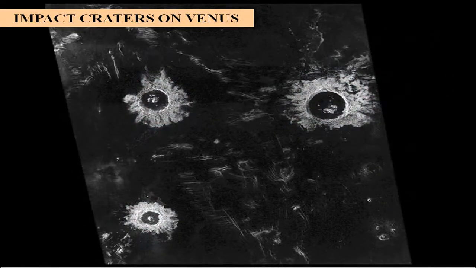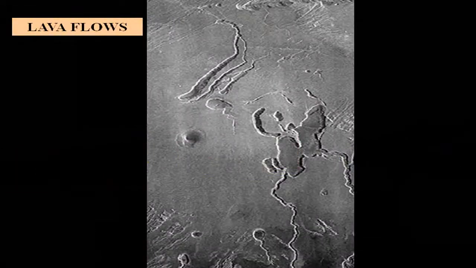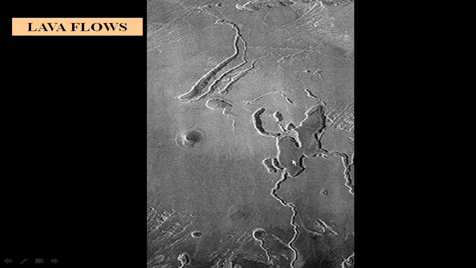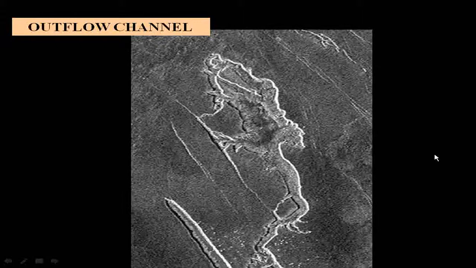It's kind of neat. It makes you think there must be some kind of law enforcement on Venus, because this high resolution picture shows a police line. Here are some lava flows that made some interesting figures on the surface of Venus. This one looks like a lizard outflow channel.